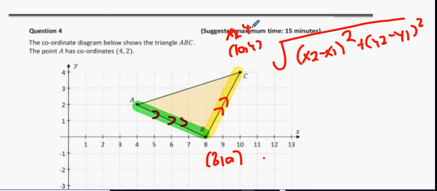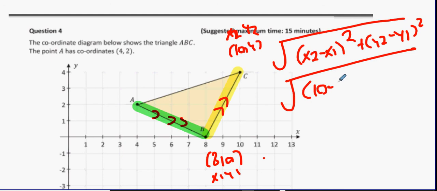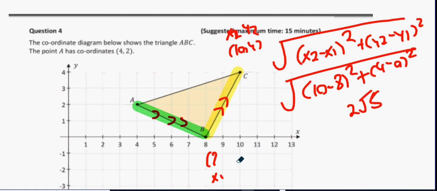X2, Y2, X1, Y1. Alright, somebody can speed me along here. What's 10 take away 8 squared plus 4 take away 0? And what do you get? 2 root 5. Yeah, happy enough with that. Now I'm going to go for the green one, if that's okay. And the green one will be also 2 root 5, is it? Yeah. Alright, grand. So, Charlie has rightfully sped me up.